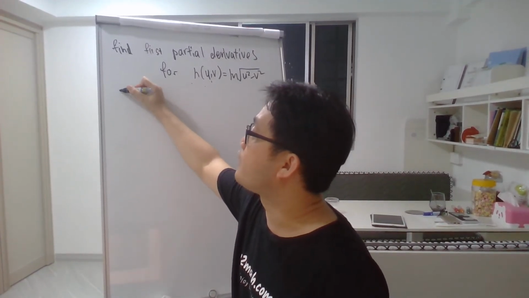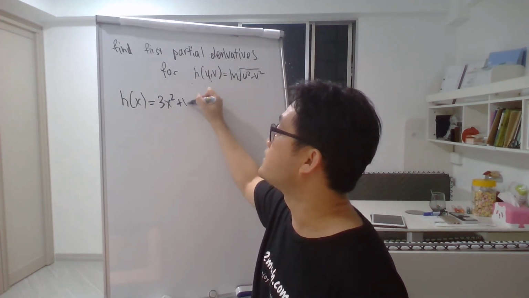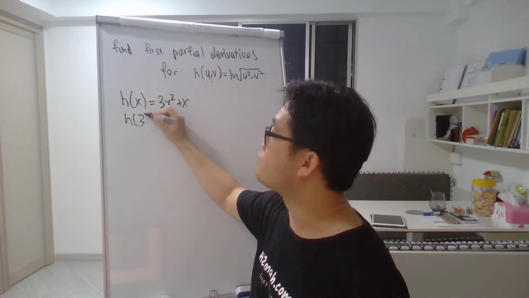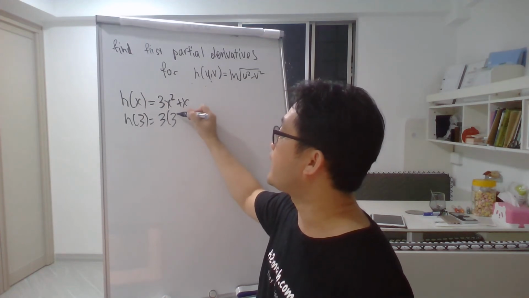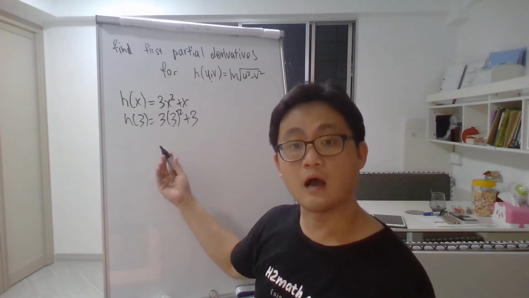So for example, function h(x) equals 3x squared plus x. So when it's h(3), it will mean that the x will be substituted with 3, so we have 3 squared plus 3. So this is how a function works.